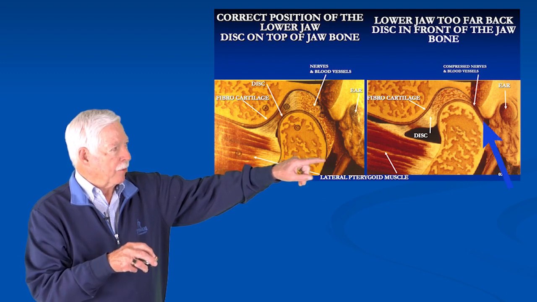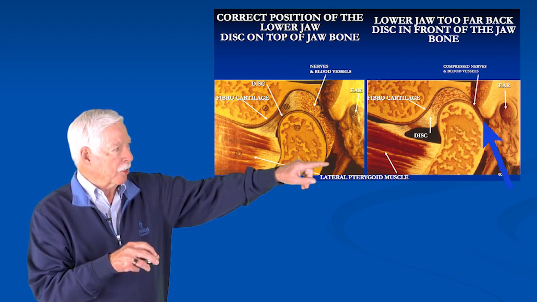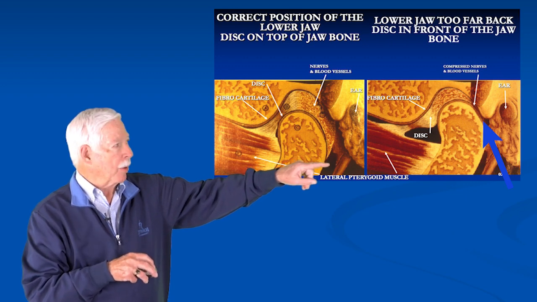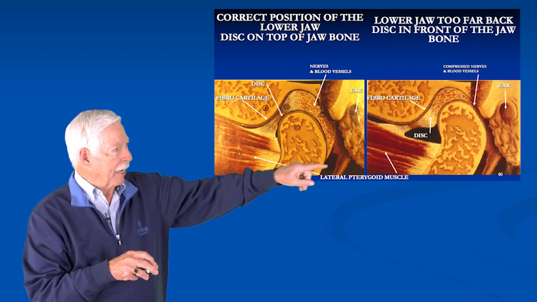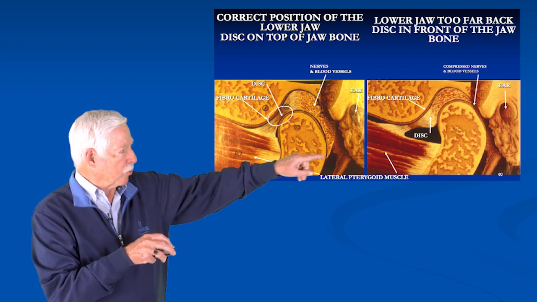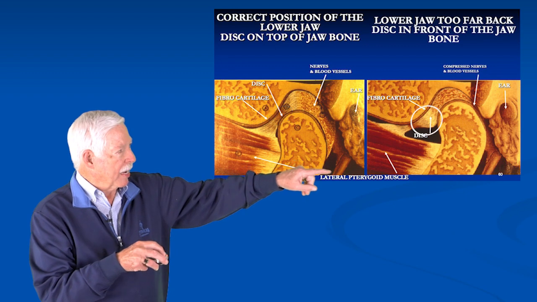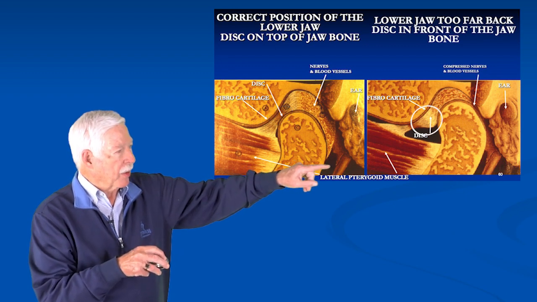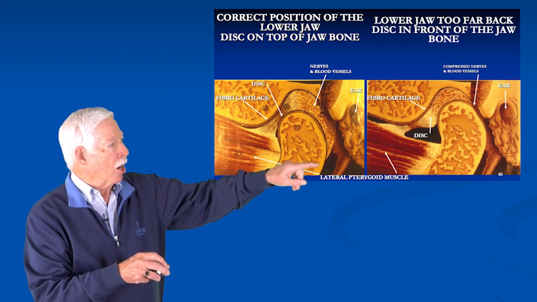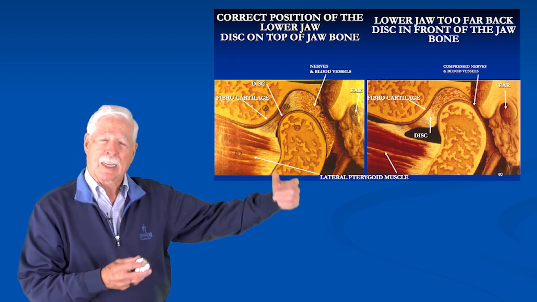There, the jaw is back too far. In fact, the jawbone is almost touching the ear here, and there's a very small space and the nerves are being compressed. And what's happening is the little piece of cartilage, which in this photo over here is right on the head of the jawbone, is now in front of the jawbone. So what happens is when the patient opens, the jawbone goes over the disc and causes a click.